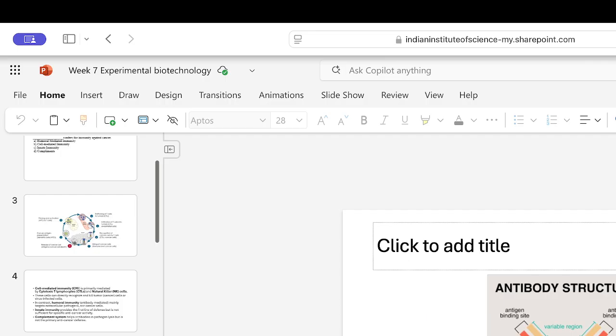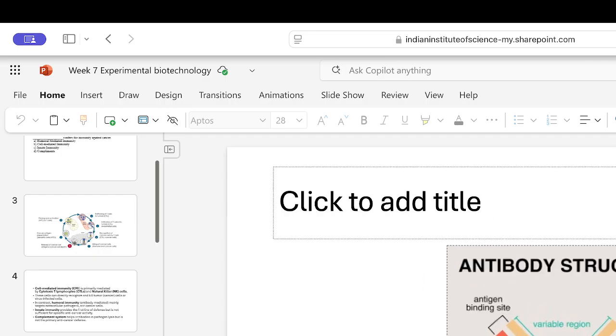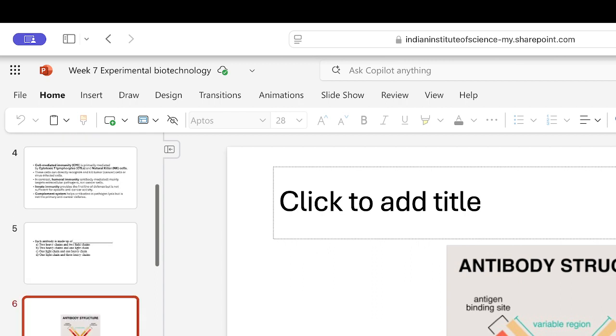You have constant regions and you have variable regions. You have light chain and heavy chain, and these are linked to each other by disulfide bonds. And as you see here, these are the antigen binding sites, two sites. Okay.